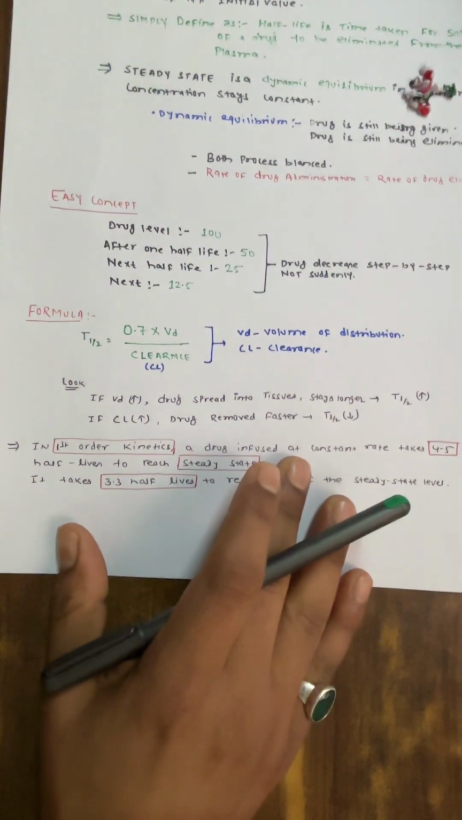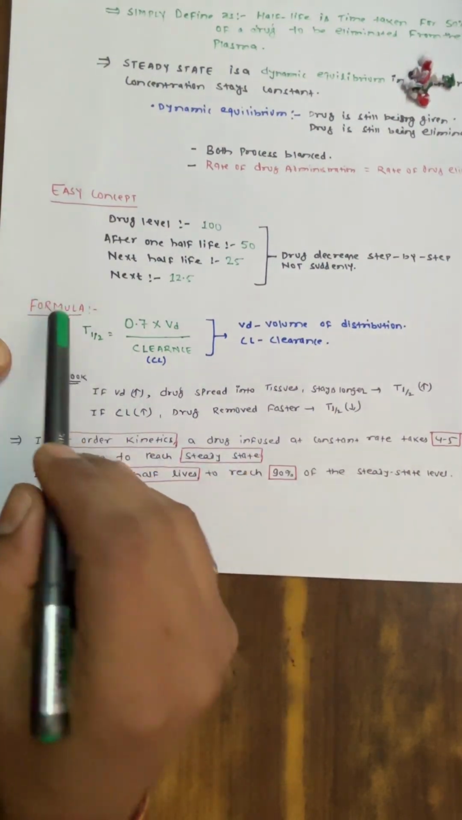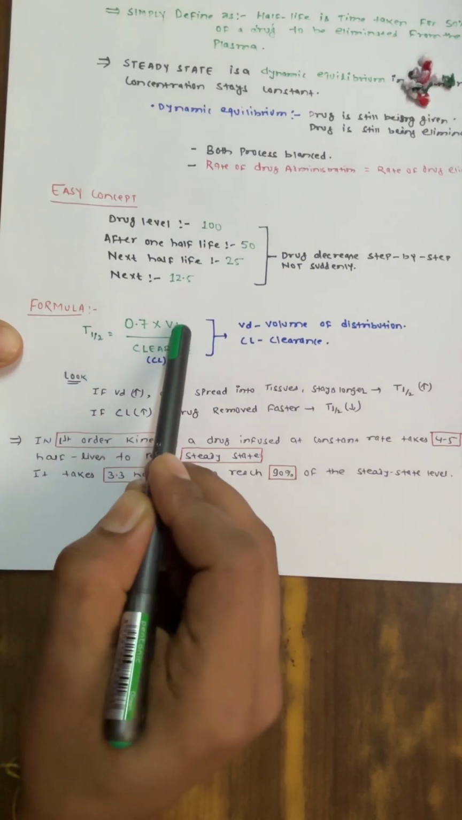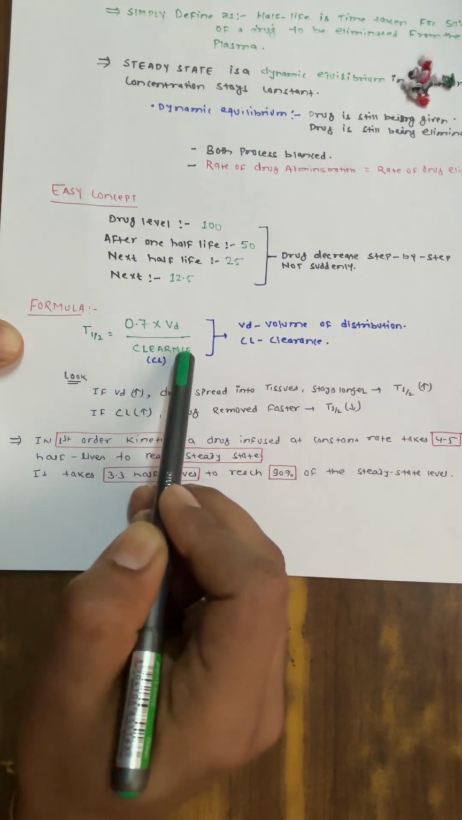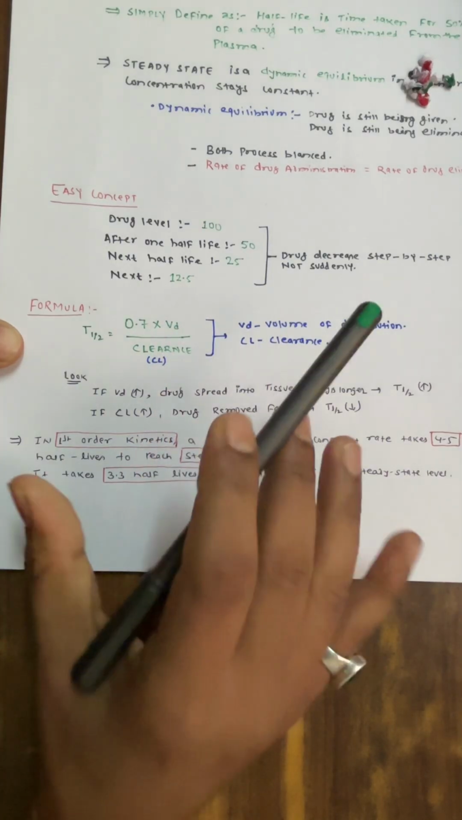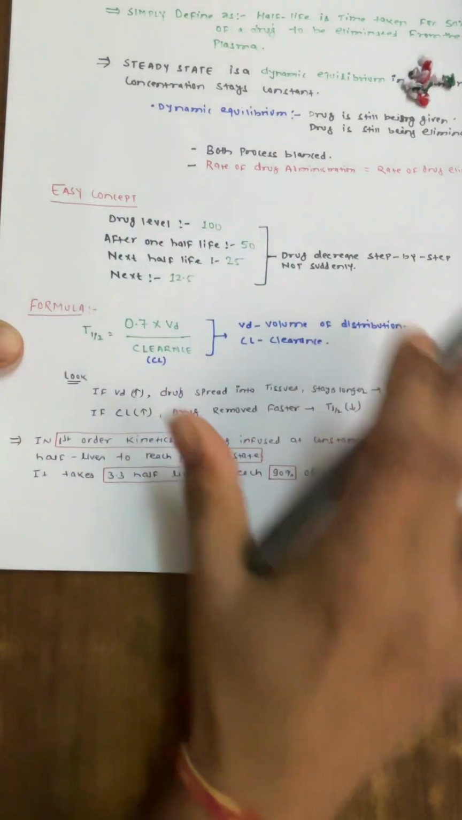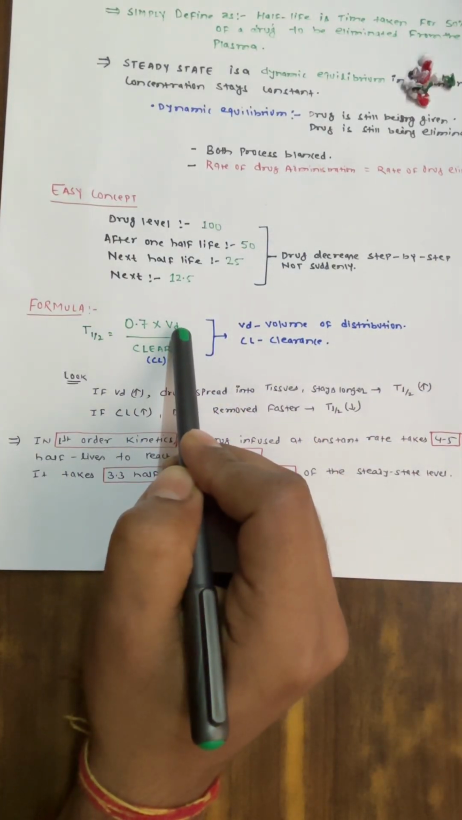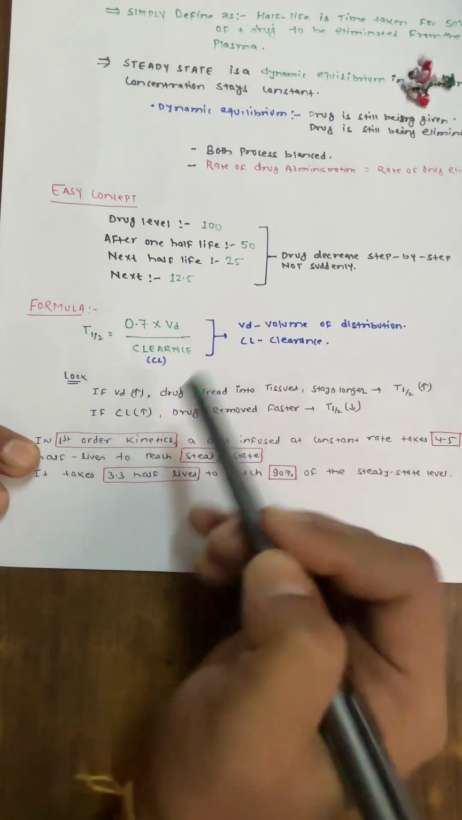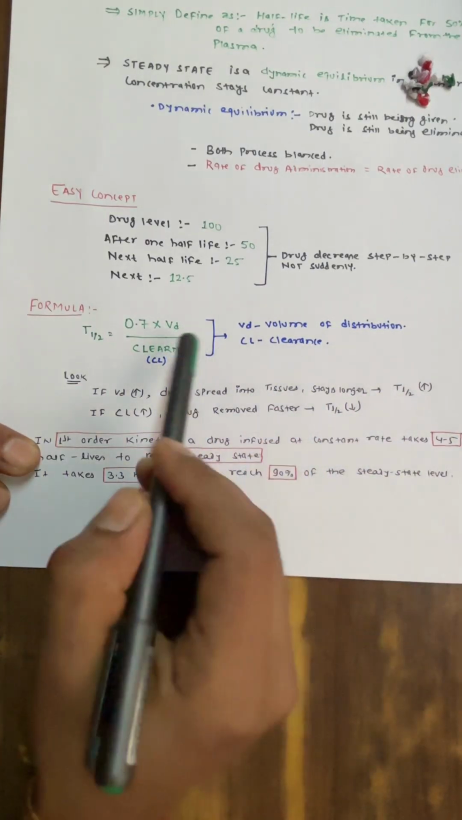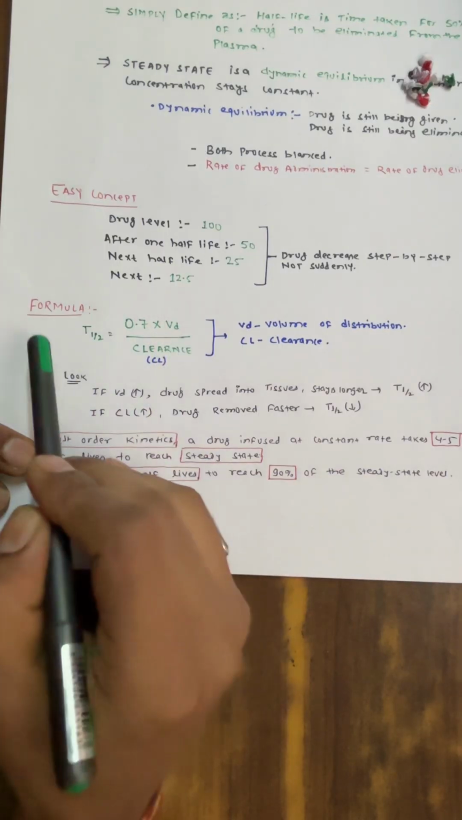Now let's talk about the formula of half-life. The half-life formula is 0.7 into volume of distribution divided by clearance. We all know what volume of distribution is: at what rate the drug is getting distributed in the tissues, or the drug is staying in the plasma. In that way we say this drug has a high volume of distribution, and this has a low volume of distribution. We talked in detail about volume of distribution in the previous videos.